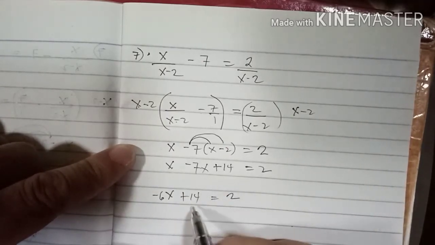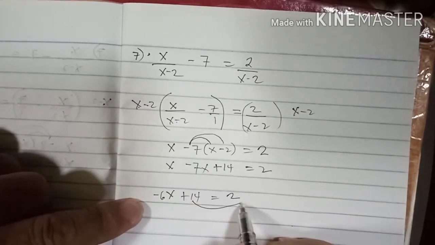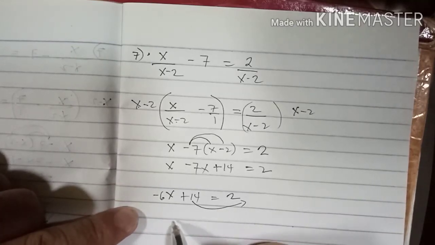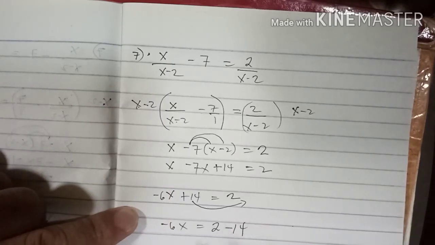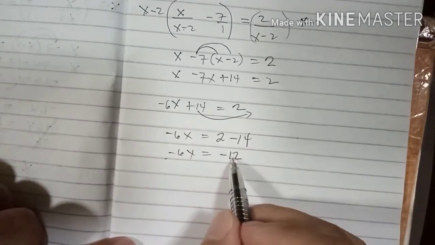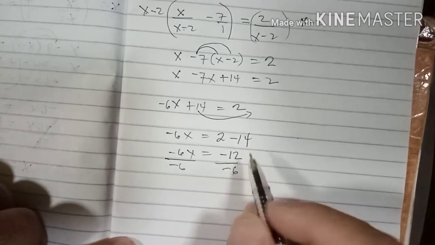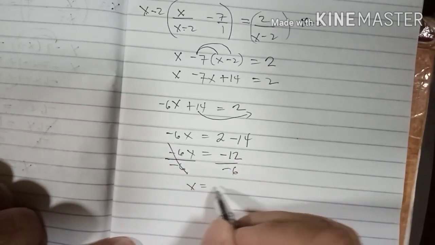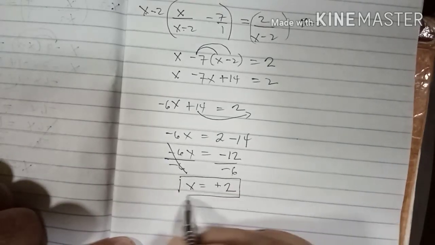Now transpose this to the right side. That becomes negative 6x is equal to 2 minus 14. So that is negative 6x is equal to 2 minus 14, that's negative 12. So let's divide this one by negative 6. Divided by negative 6, cancel out. So x equals positive 2. Okay, this is the answer.